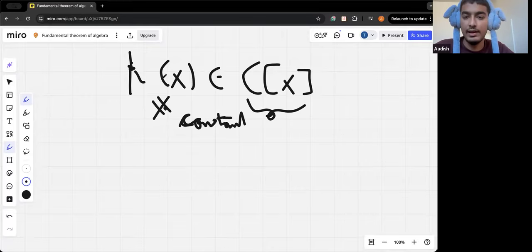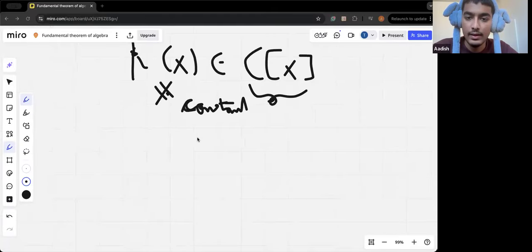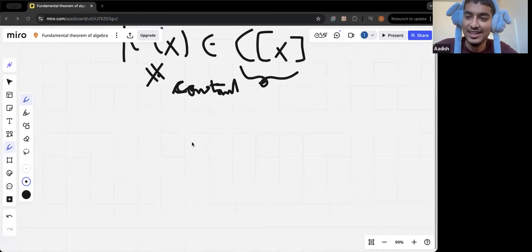You might have seen this as having as many complex roots as its degree, but that's fine because if it has one root, you factor it out and you get a polynomial of a smaller degree, which also has a root, and then you factor it out, and keep going until you get n roots. So a polynomial has as many roots as its degree. And we want to prove this theorem.